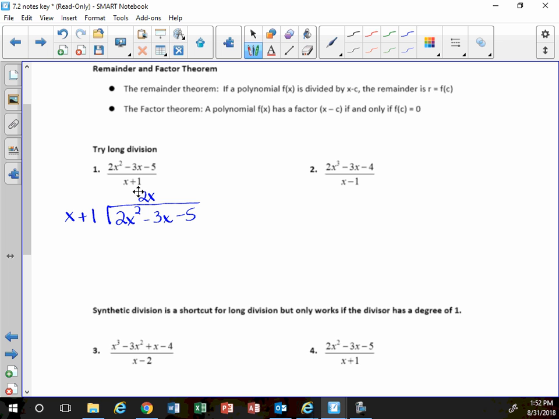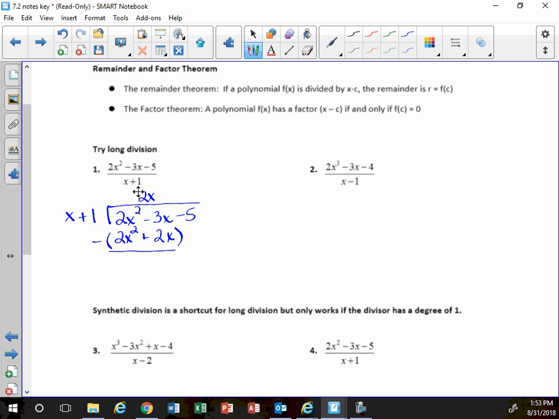I then take that 2x that I picked, and I multiply it by each of these terms that we're dividing by. Okay, so 2x times x is going to give me 2x squared, which I'll write right here. And then 2x times 1 is 2x. Okay, from there, now we get to subtract it.